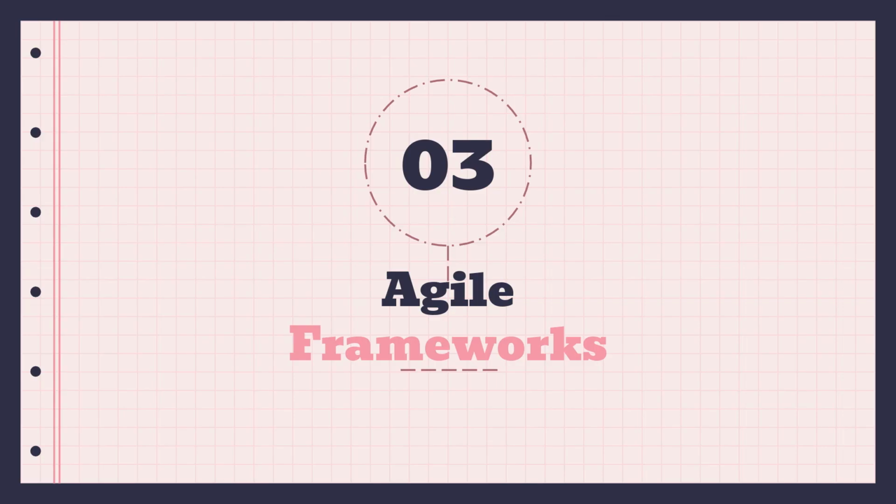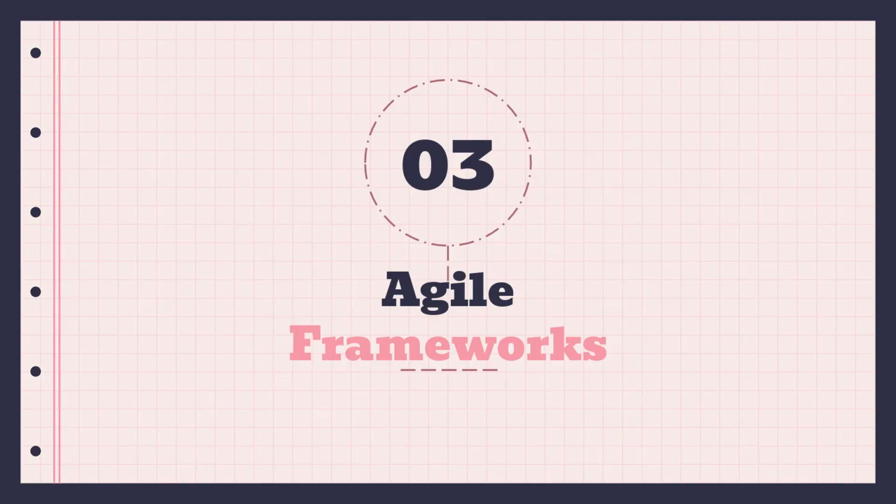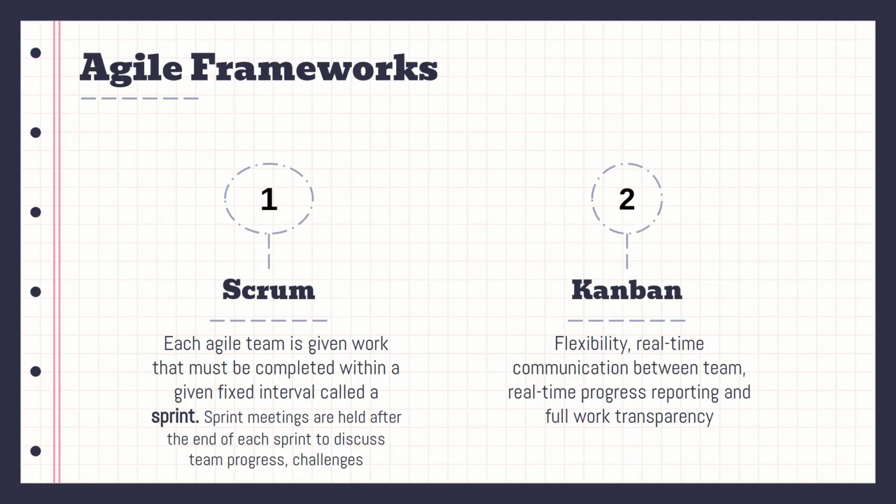So in Jira, there are different frameworks that can be used. Let's look at a couple of the common frameworks. In Agile, there are two main frameworks used, right? There's Scrum and then there's Kanban. Scrum is actually very intuitive. An agile team is given work, right? Each team is given work and given a specific interval of time to deliver that work.